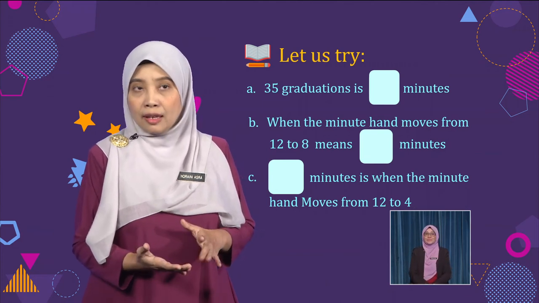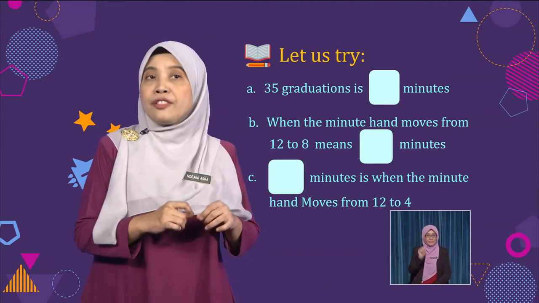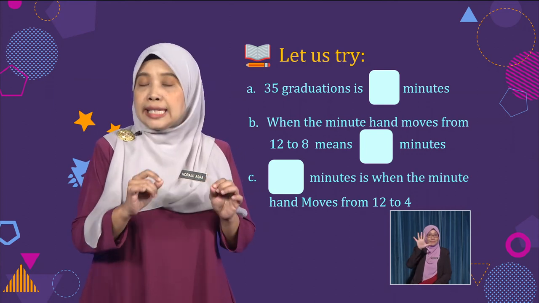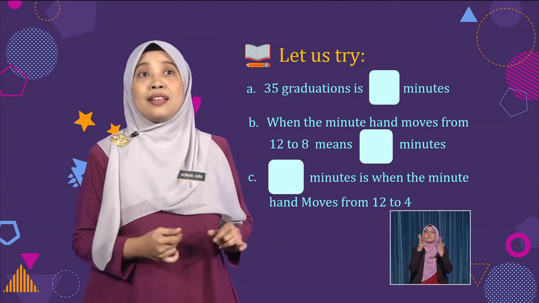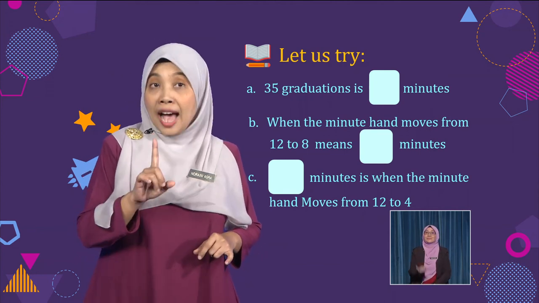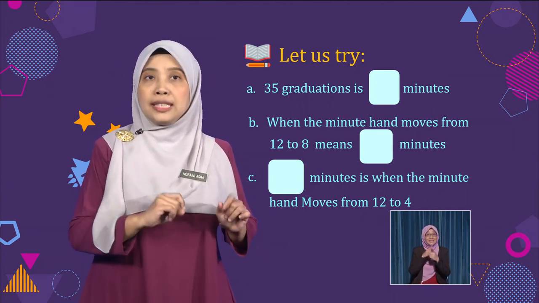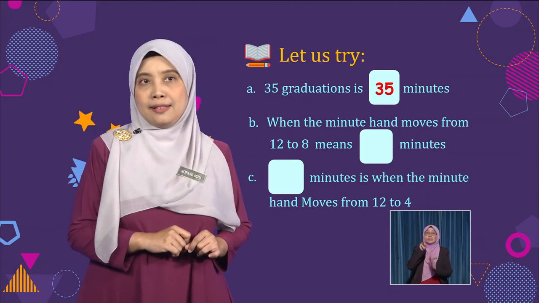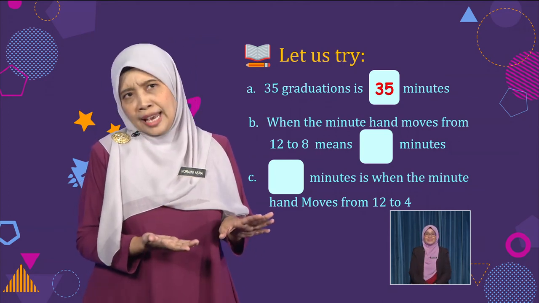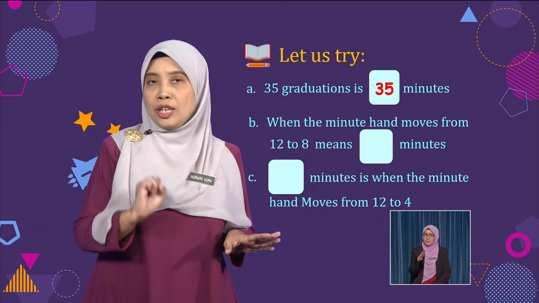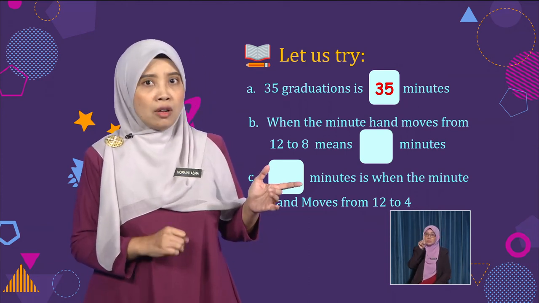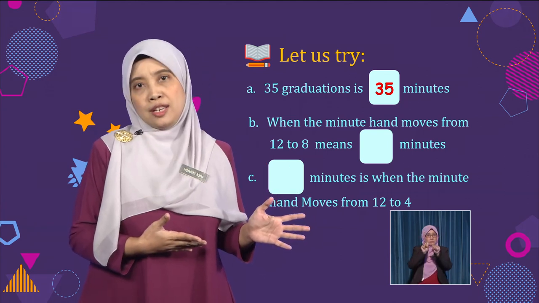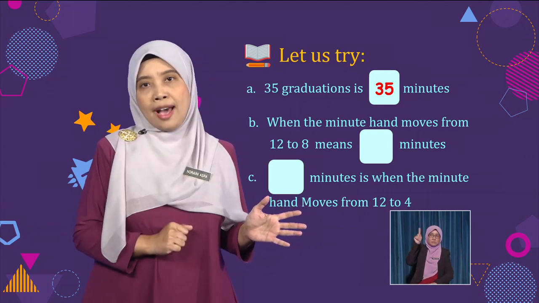Question A. 35 graduations is equal to how many minutes? Yes, the answer is 35 minutes. You already know that one graduation is 1 minute. Therefore, 35 graduations is 35 minutes.